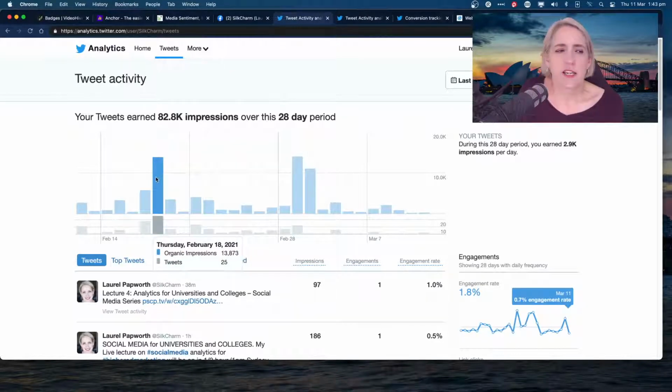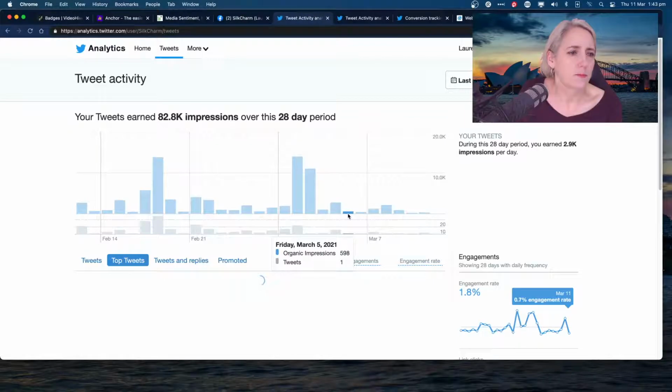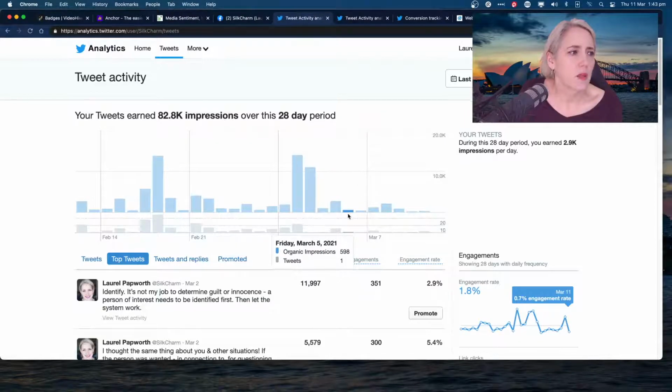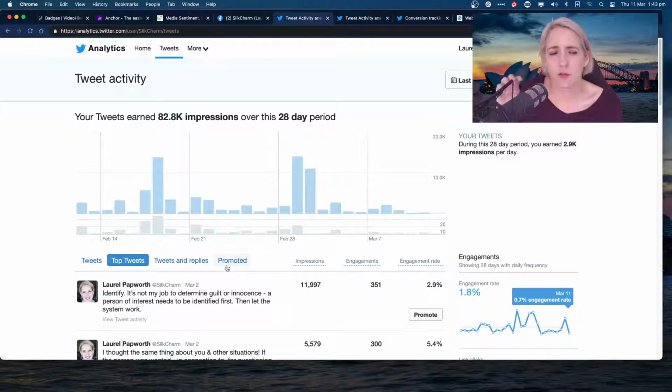Again, I want to identify what got tweeted and fell flat and which ones got the most engagement. What caused these viral spikes? So if I go to my top tweets, I can see that I had 12,000 impressions of my top tweet. And then I've got tweets and replies. And then promoted is the same as sponsored or boosted. So if you're boosting posts on Twitter, you can go in there to find out more.